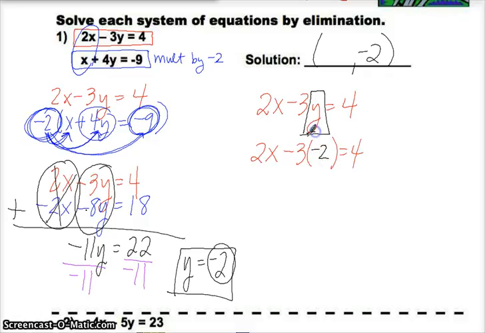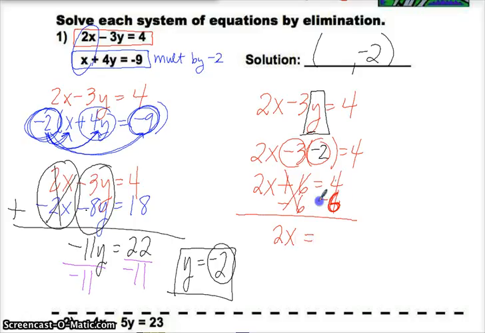Right, so I substituted in y with negative 2. And now I simply distribute: negative 3 times negative 2 is positive 6. I move my 6 to the other side first by subtracting 6. So I bring down the 2x equals 4 minus 6, which is negative 2.